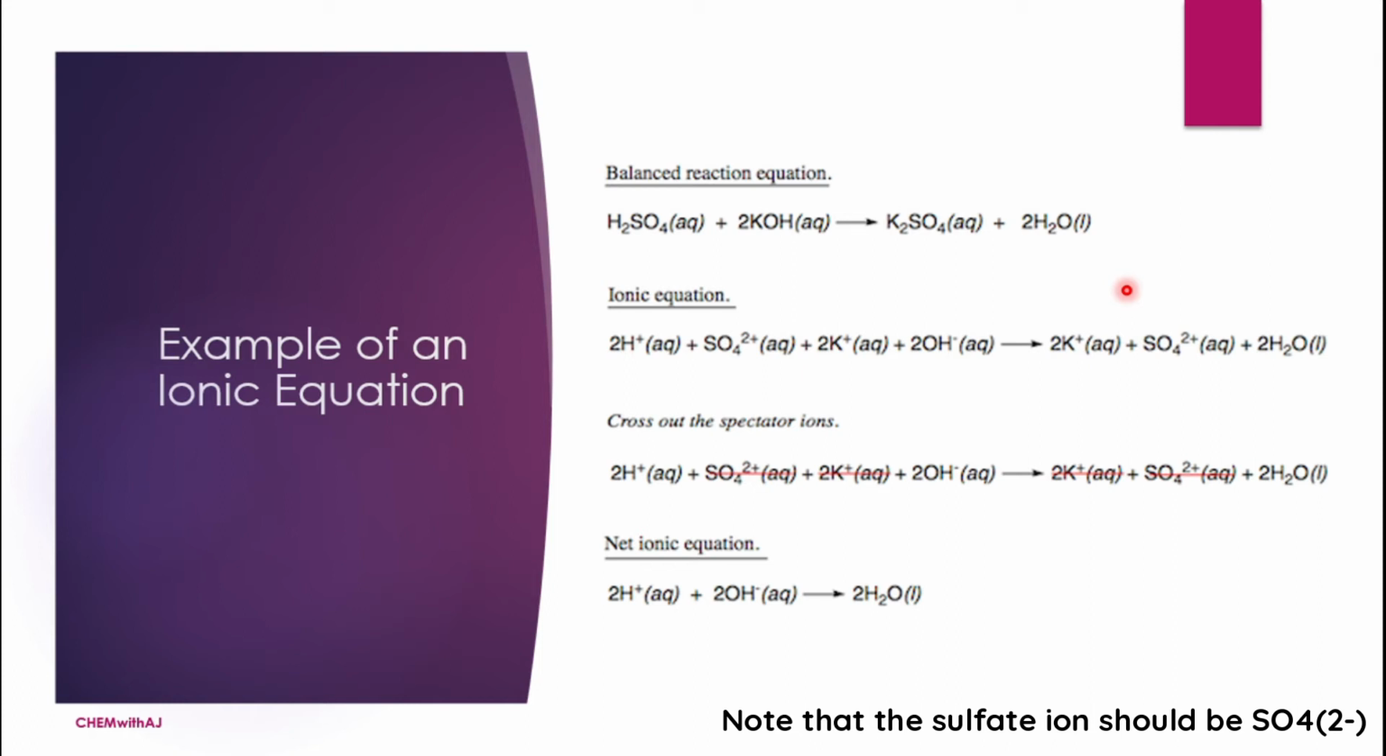Then now we have to identify the spectator ions and cross them out. Here we can see that the sulfate ions, the SO4 2- ions, appear identical. See, they are identical. Then the 2K+ ions are also identical. So we cross them out. So then our final ionic equation is 2H+ (aq) plus 2OH- (aq) gives us 2H2O (l).